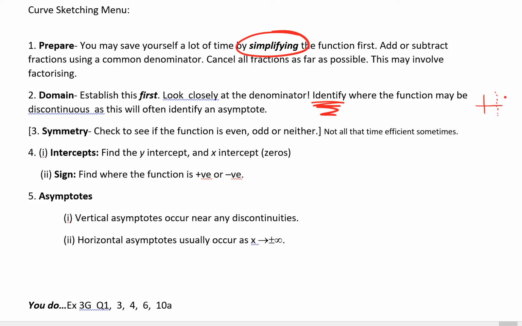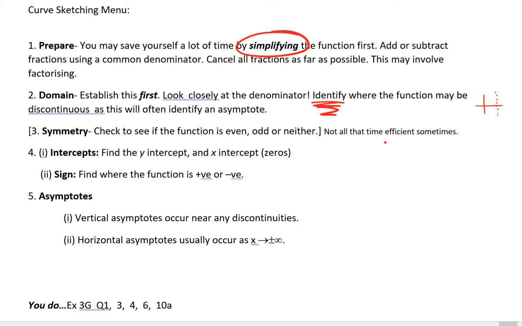Step 3 says symmetry. Check the symmetry. That is, check whether it's even, odd, or neither. Do you know, this is probably the only place where I deviate from this menu. Sometimes it's not all that time efficient to do that. By the time you've gone through the process of establishing whether this graph is even, and if it's not, then you've tested odd, and then you're really no further ahead to establish that it's neither even nor odd. Sometimes, if the algebra is complicated, it's probably not that time efficient.